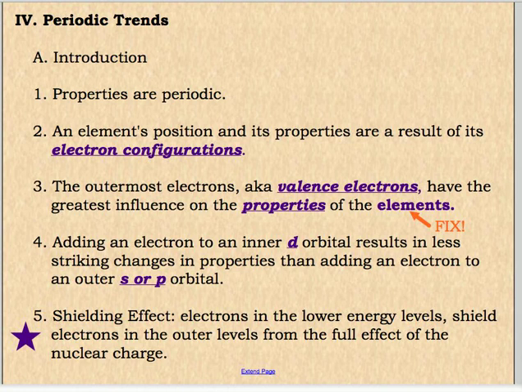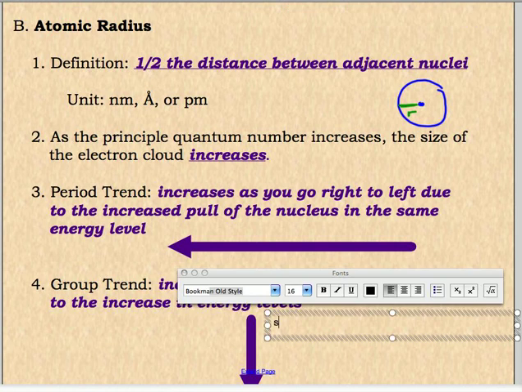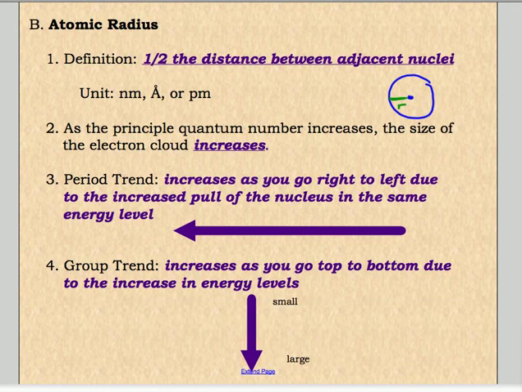So the first trend we're going to look at is atomic radius, and atomic radius deals with how far atoms are from each other. So basically, what's half the distance from nuclei to nuclei? And as you can guess, an atom's pretty small. So your units are going to be nanometers, angstroms, or picometers, which are all very small. The biggest trend is up and down. So if you look down here, your group trend is when you're at the top, like think hydrogen, helium, you're going to be very small. And when you're at the bottom of the periodic table, you're going to be very large. So that's probably your biggest trend for atomic radius that you worry about.